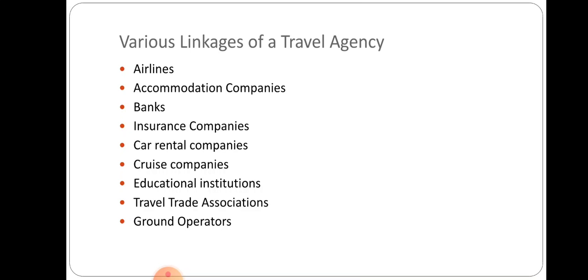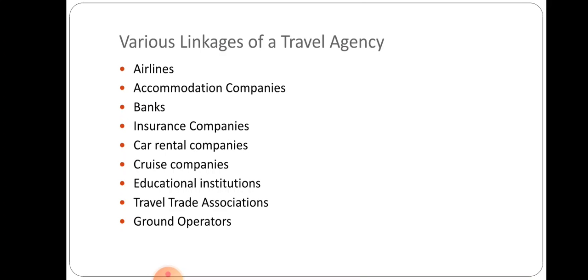For giving currency exchange services to the tourist, a travel agent and tour operator make linkage with banks. This work is done by travel agents who are permitted by RBI. For arranging tour insurance, a travel agent and tour operator make linkage with insurance companies. For example, Oriental Insurance Company provides tour insurance.